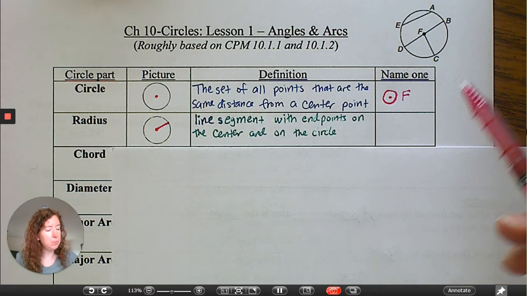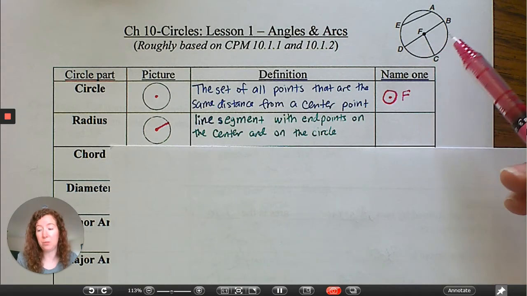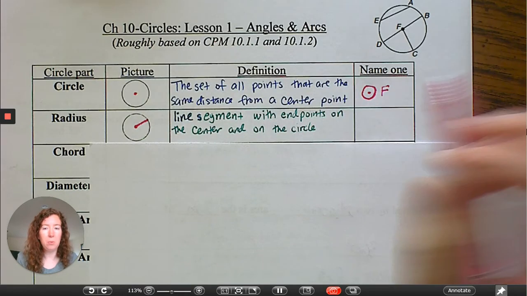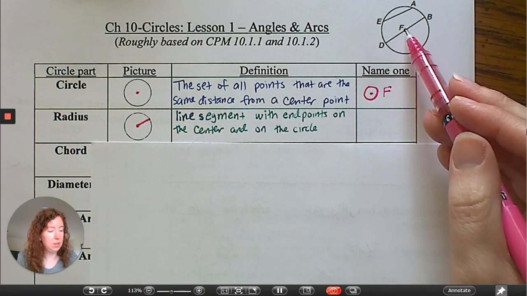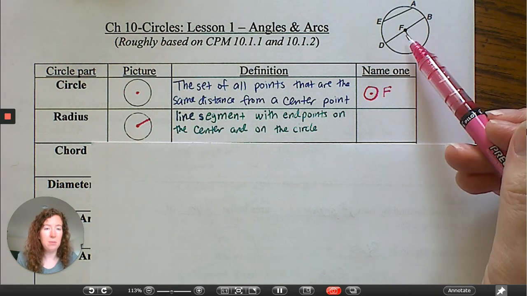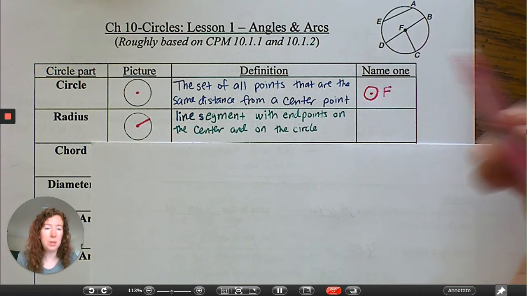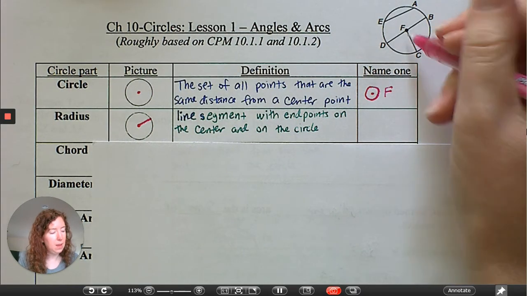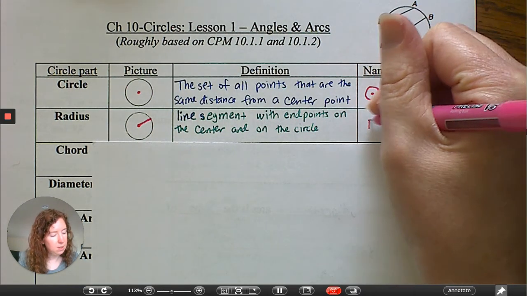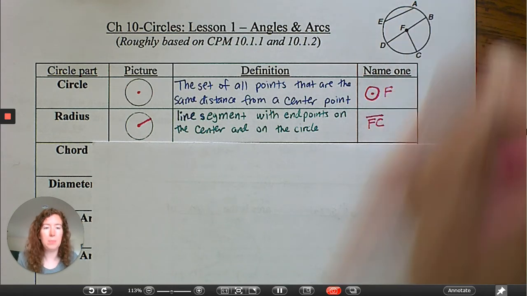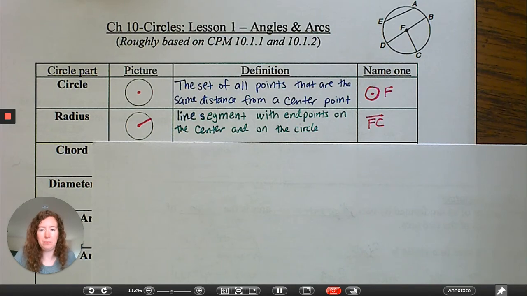Now, there are multiple radii, which is the plural of radius. There are multiple radii in this circle. It doesn't matter the order you name it. So you could say, FC or CF. You could say DF, FD. You get the idea. So we're just going to name one of them. So let's just pick one and let's call it FC. And it's a segment, so I put the little segment symbol above it.